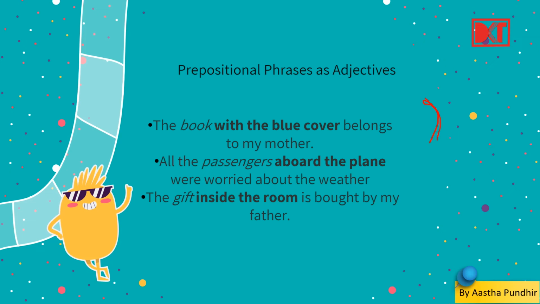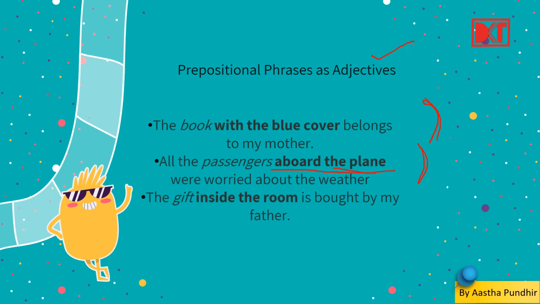Then we have all the passengers aboard the plane. Now here the preposition is aboard, and the plane is the object, which is a noun. So the object could be a noun, pronoun, gerund or clause. So here we have a noun, aboard the plane. And this prepositional phrase, aboard the plane, is doing what? Is doing the job of an adjective by describing what? Describing these passengers.